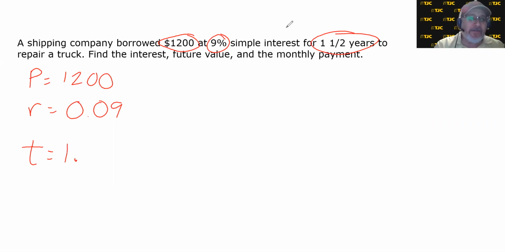Just a reminder, if you ever have a mixed number and you want a decimal, leave the whole number alone. And on the fraction, divide the top by the bottom. Whatever decimal you get, stick it after that whole number. All right, let's find all the things they're asking.